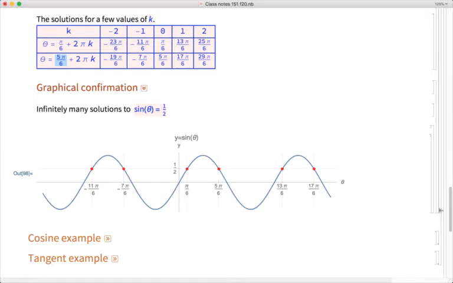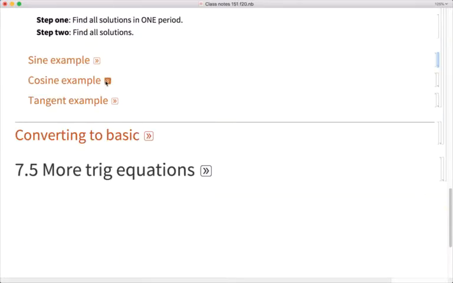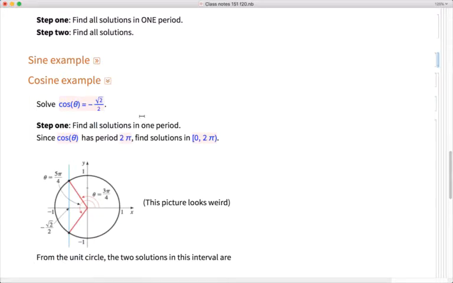Okay, that's a sine example, and here's a cosine example. We're going to solve cosine theta equals negative root 2 over 2. Again, in this basic equation, we have a trig function set equal to a constant. And the outline is still the same. We find all solutions in one period.